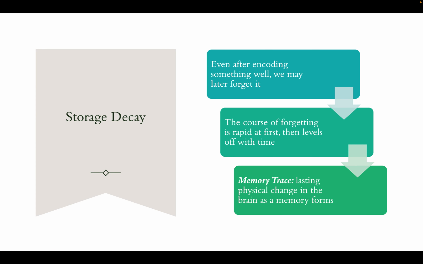The next way that we can forget is through storage decay. So even after encoding well, we may later forget it. And this is because of storage decay. The course of forgetting is rapid at first, but then it does level off over time. So at first we will forget a lot of what we remember, but as time passes, this forgetting levels off.